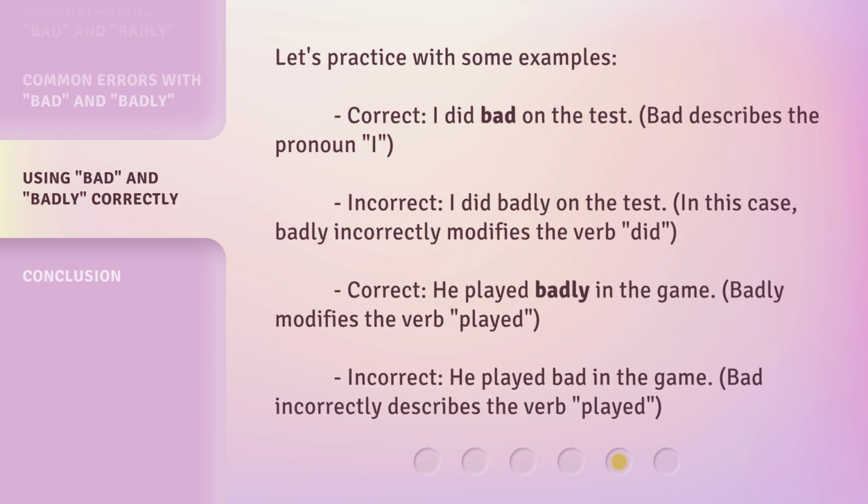Let's practice with some examples. Correct: I did bad on the test. Bad describes the pronoun I. Incorrect: I did badly on the test. In this case, badly incorrectly modifies the verb did.